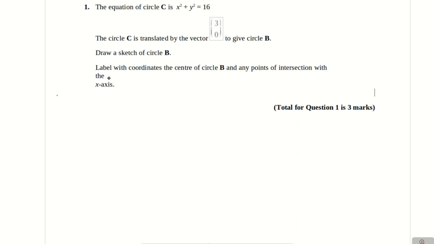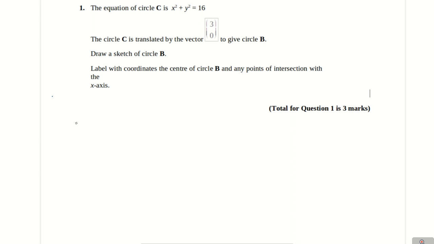So the question's talking about a circle with equation x squared plus y squared is 16, and we then translate that circle by the column vector 3, 0 to give a new circle B, which we've got to draw a sketch of. First thing to do is to talk about, in general, what the equation of a circle can tell us.